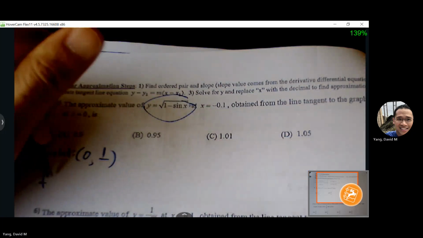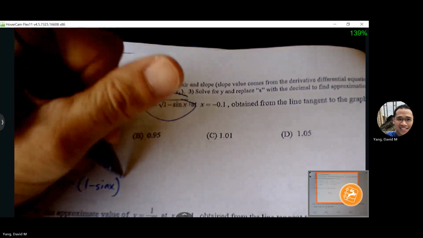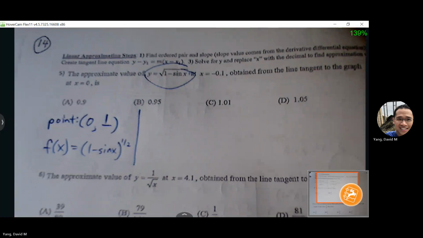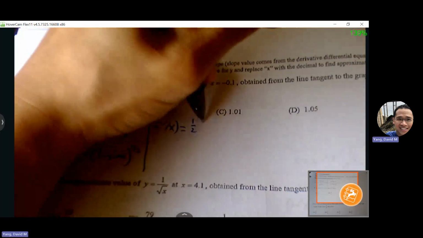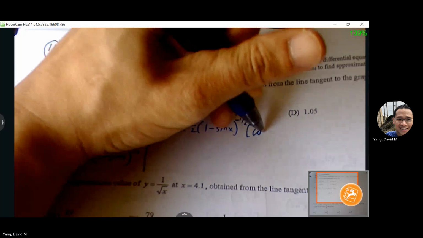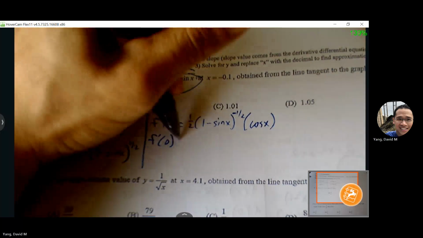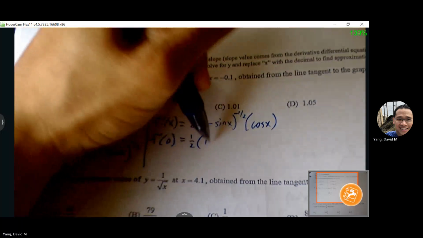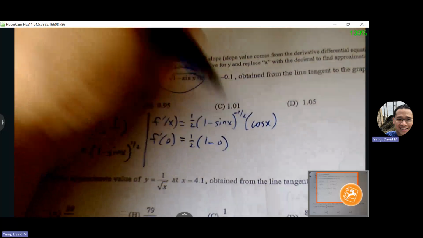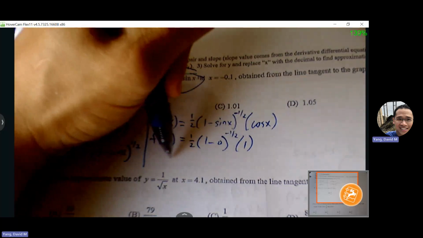If I want to find my slope, I have to get to my derivative. To get to my derivative, what rule do I have to go through here? Chain rule, yeah. So let's find f prime. Bring the 1/2 down. Plug in 0. Sine of 0 is still 0. Cosine of 0 is 1. This is going to just get me a slope of 1/2.